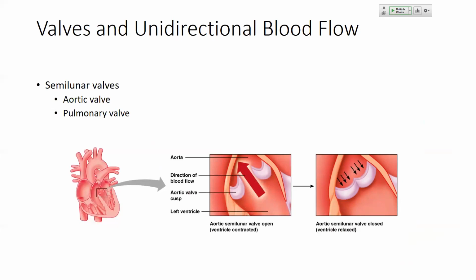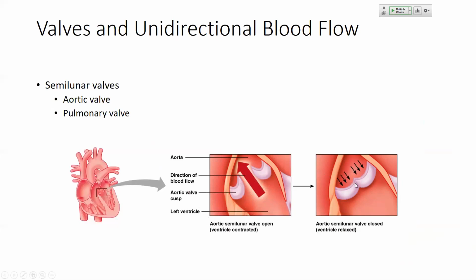And so these valves are called semilunar because of their shape. They have this sort of semilunar shape, and they bulge down into the chamber and prevent backflow of blood as it leaves the heart and goes out into that vessel.